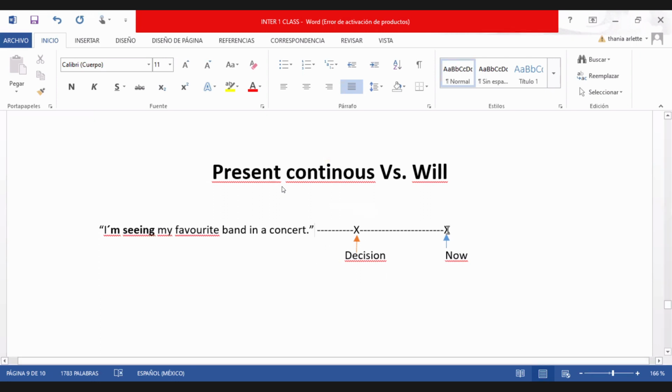So, at this moment, now, I express this idea. I am seeing my favorite band in a concert. But this decision was taken before now. It is like an idea. This is a decision taken before the moment of speaking. So, it is for a decision taken before now.